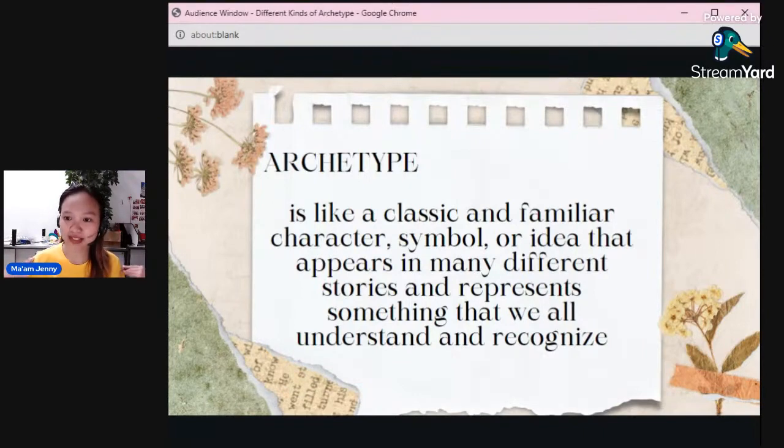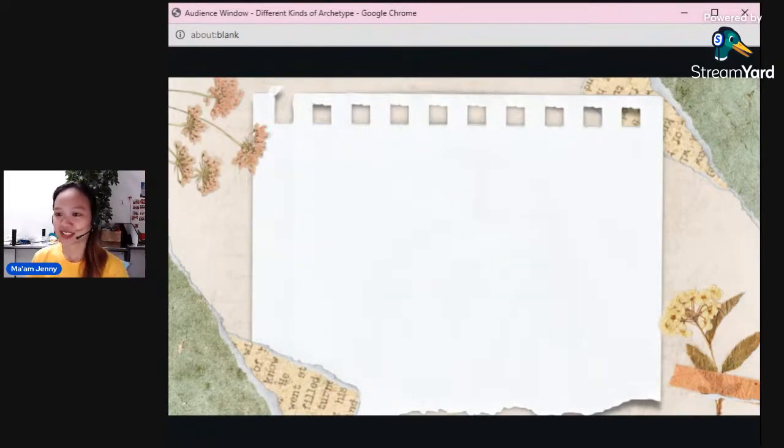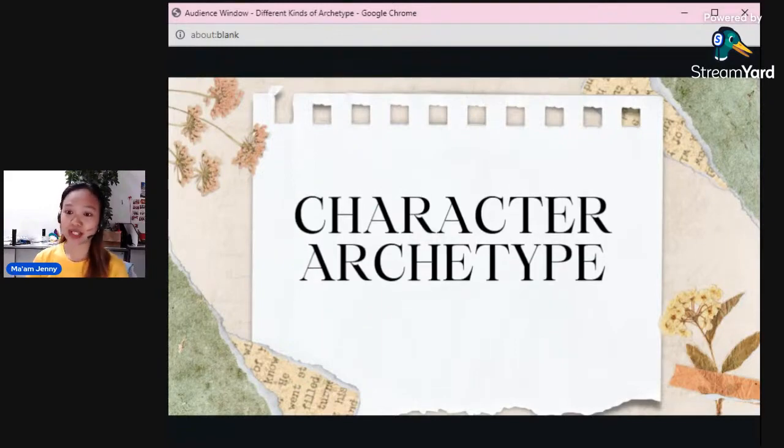When I took the board exam, there was an archetype question there. And I think last September, there was also another archetype question. At iba-iba yung tinatanong. So I think it's good now we get familiar with the others, okay? So let's start with character archetypes.